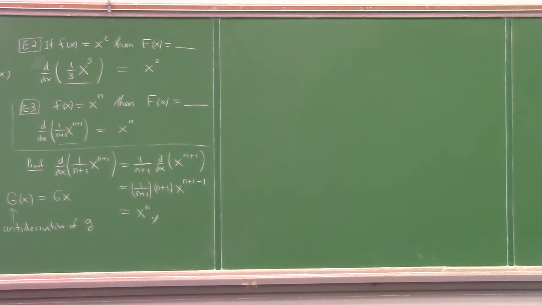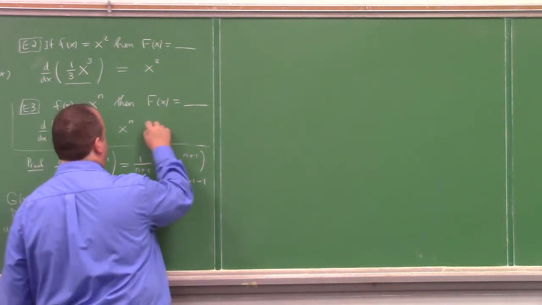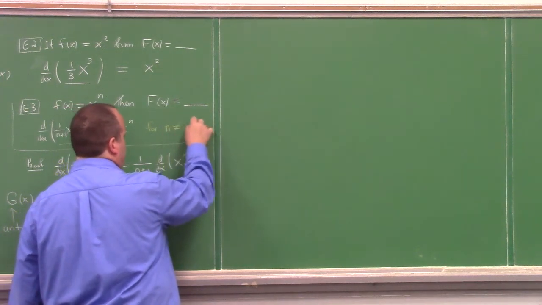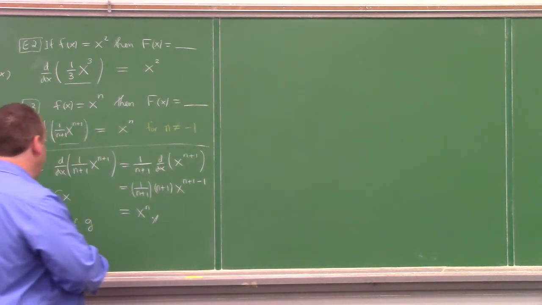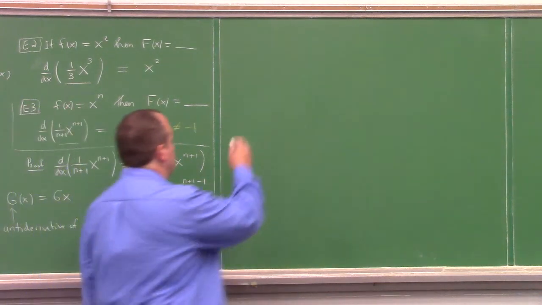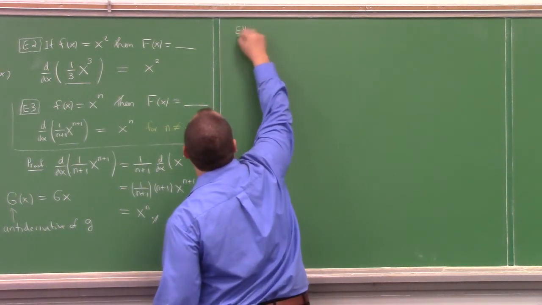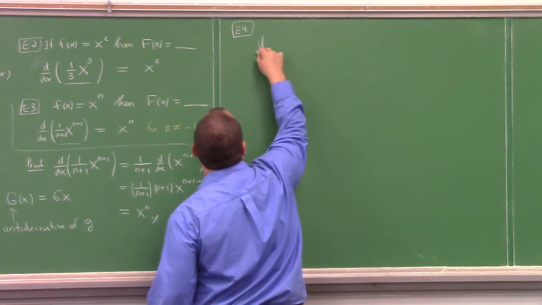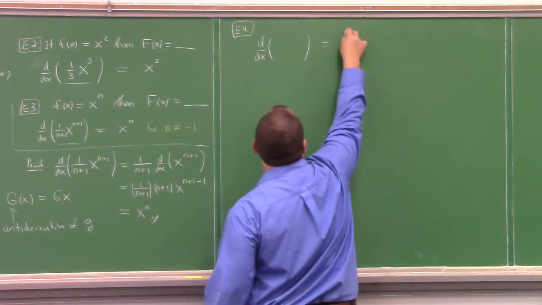Now, does this always work? There's a significant and important case that we must rule out here. For n not equal to what? n not equal to negative 1. n equal to negative 1 is a troublemaker, because that gives us division by 0 here, right? So how about that? What's the antiderivative of 1 over x? d dx of what equals 1 over x? Could you guys remember?